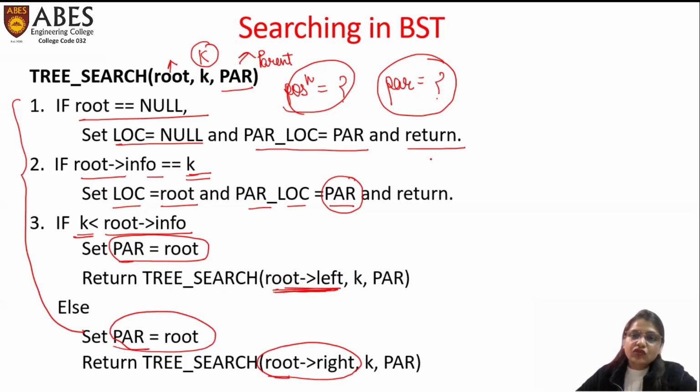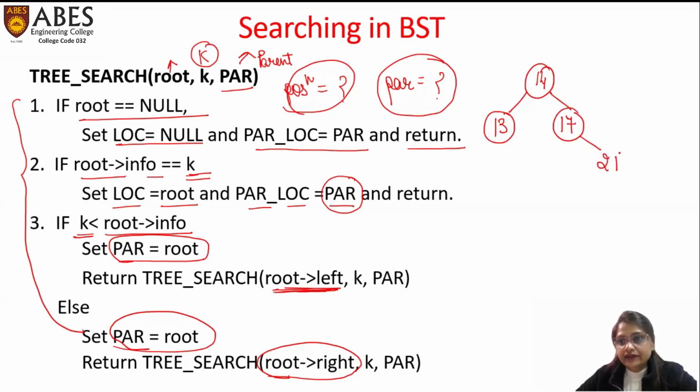We can also examine this with the help of an example. Let us assume a binary search tree: 14, 13, 17, 21, and 16. One more data item, we can assume it as 11.